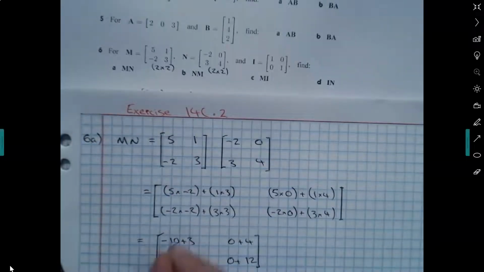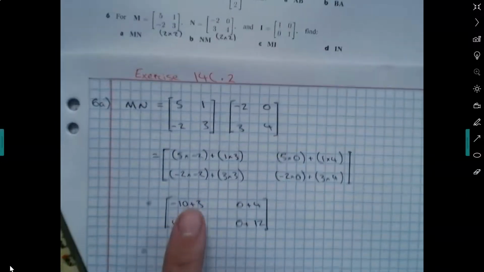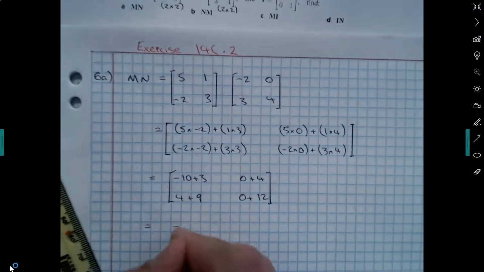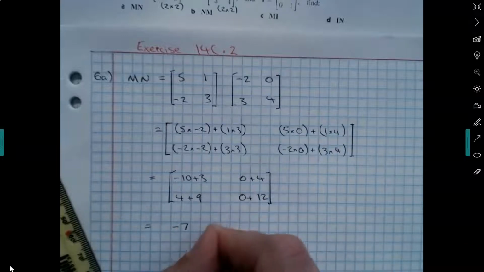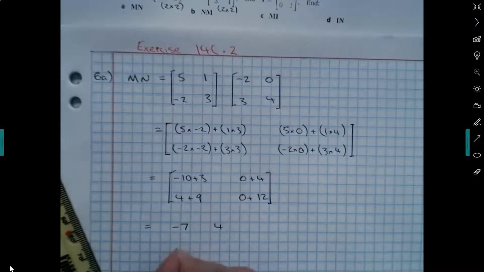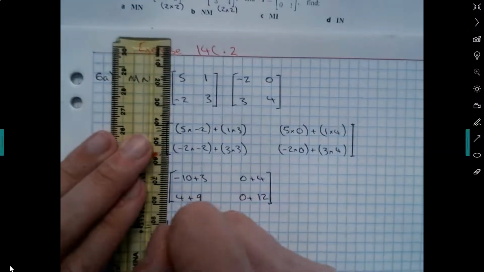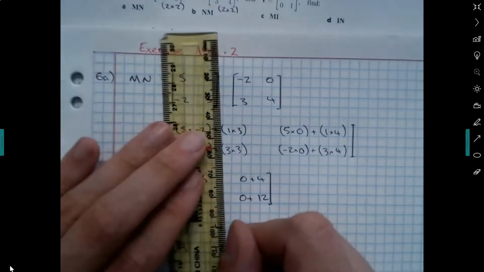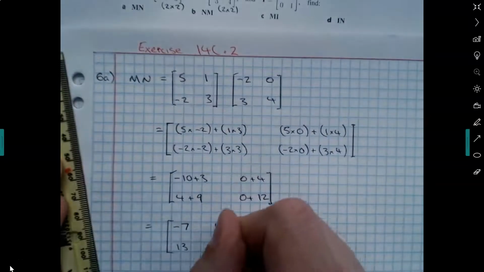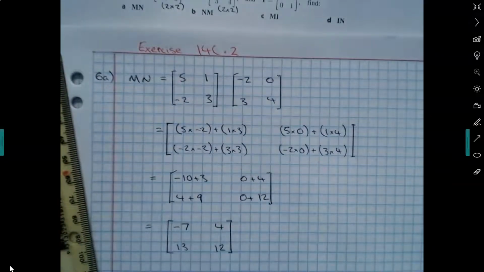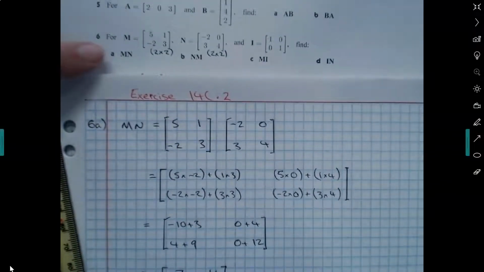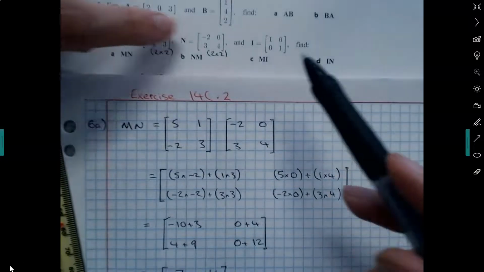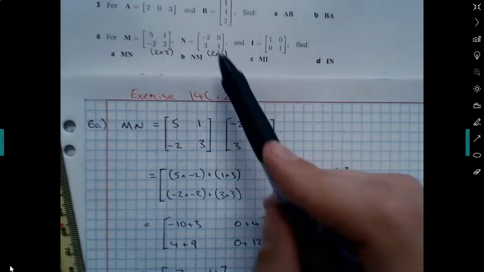And then it's just a matter of doing this. So negative 10 plus 3 is negative 7. 0 plus 4 is 4. 4 plus 9 is 13. 0 plus 12 is 12. So that's our resulting matrix. Alright, so that was Mn. So we did that one times that one.